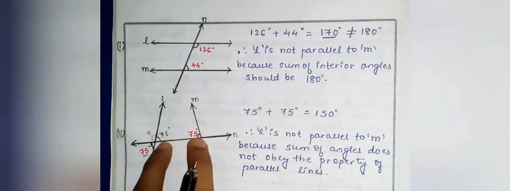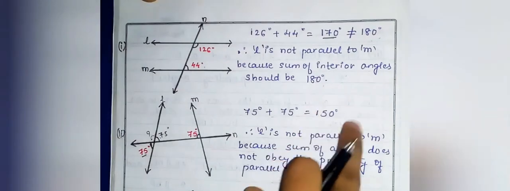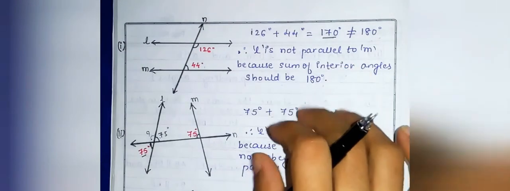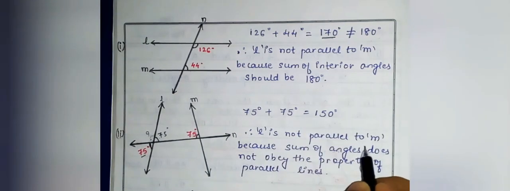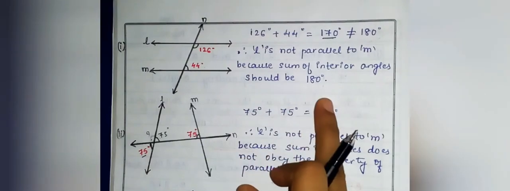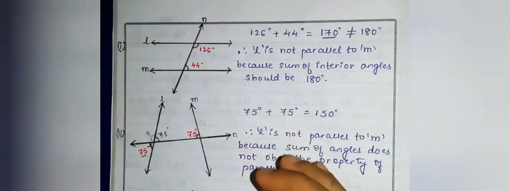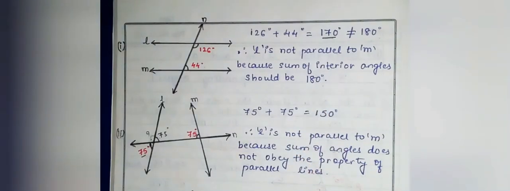So if you add 75 plus 75, 75 plus 75, the answer is 150. We are not getting 180 degrees. So again, the property is not satisfied. So again, you will write the statement that L is not parallel to M because some of the angles do not obey the property of parallel lines. So this is also not parallel and this is also not parallel. And these are the reasons. So we have to check with the help of property. Property satisfaction is needed. So this was the first and second part of question number 6.